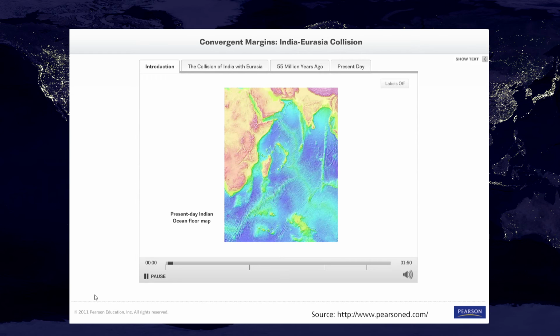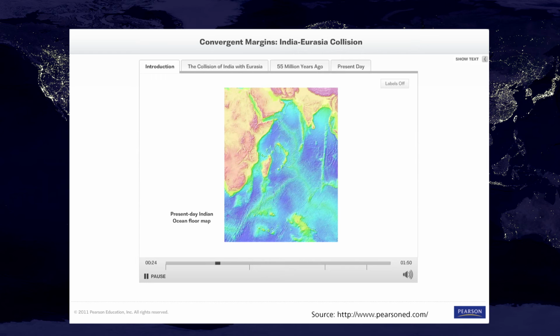The collision of India with Eurasia. The map you see shows the present-day Indian Ocean basin. The Himalayan mountains and the Tibetan Plateau are to the north of India. These mountains began to develop about 30 million years ago, when the subcontinent of India commenced its collision with the rest of the Eurasian continent.